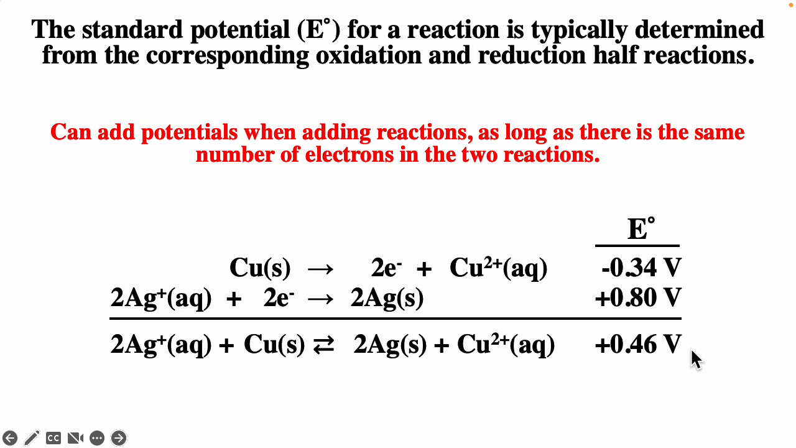Now, you can only add reactions and potentials when you have the same number of electrons. And so we have 2 electrons here and 2 electrons there. Remember, in electrochemical reactions you have a transfer of electrons, so you need to have the same number of electrons in your oxidation half reaction and your reduction half reaction.